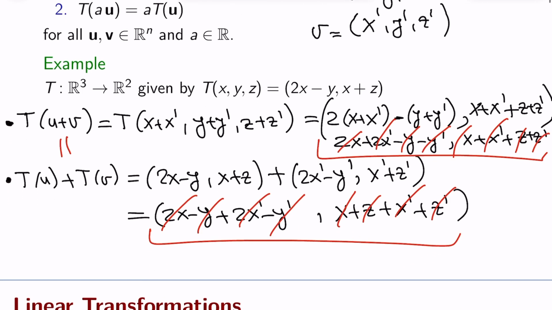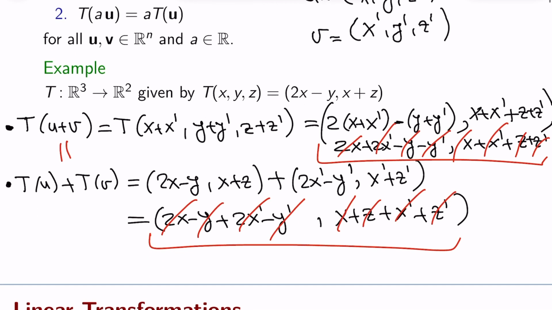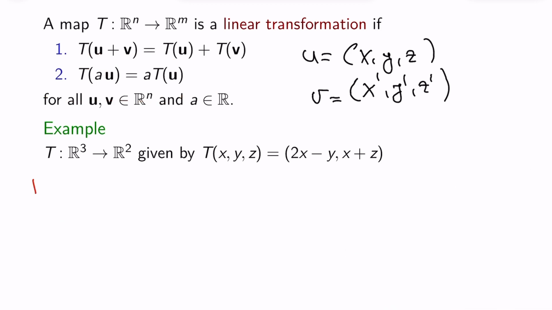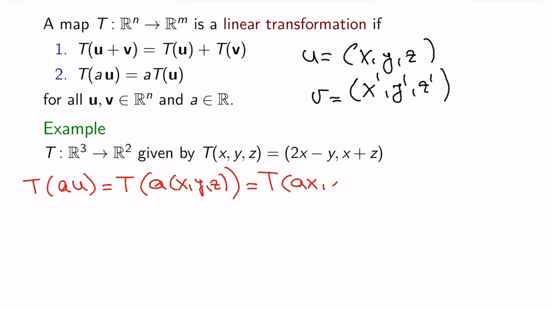Now we will need to check the second one, that the multiplication by a number holds. So let's calculate T of a certain number a times u. So remember that u is this one, so we are doing then T of a times x, y, z. Multiplication of vectors, you know that this is ax, ay, az.